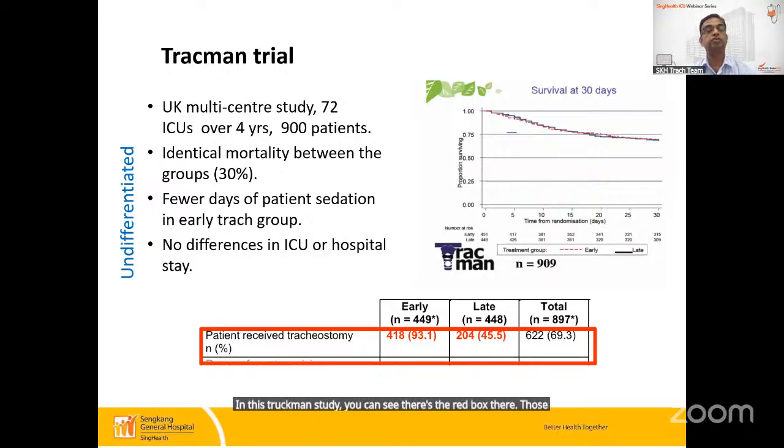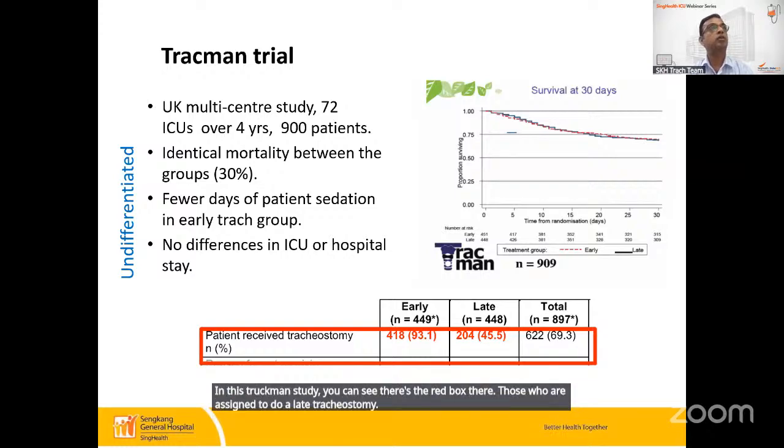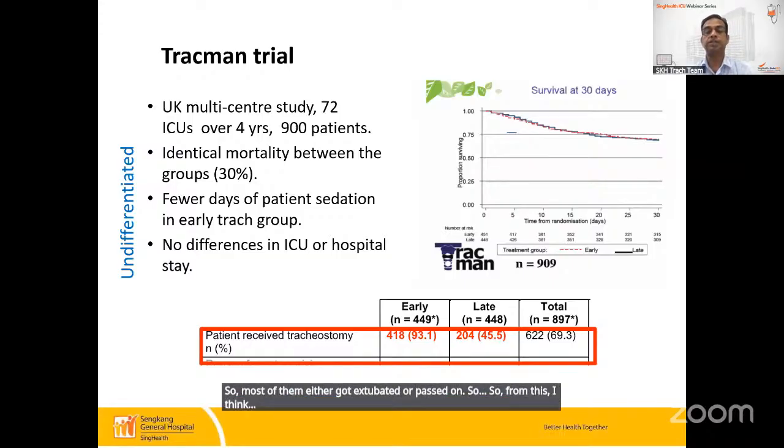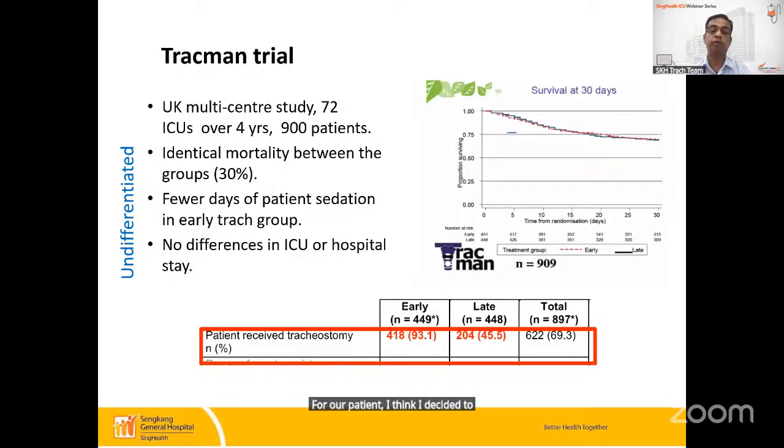Those who are assigned to do a late tracheostomy, only half of them, that means 45%, had a trachea placed at the end. So most of them either got extubated or passed on. So from this, I think for our patient, I decided to wait for 2 more weeks total, and I would prepare him for trachea insertion at that time. So the next question at the end of 2 weeks is, how am I going to do it?